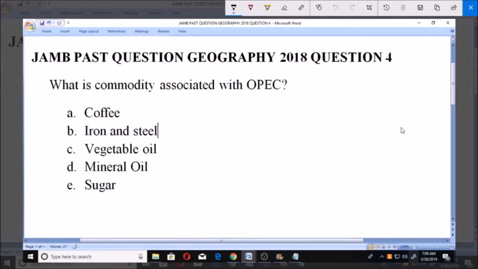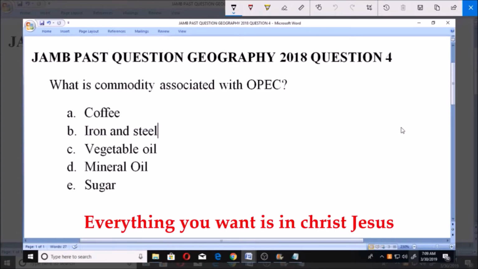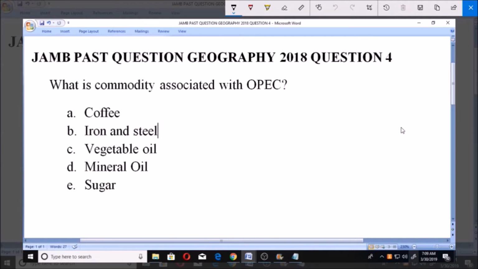Let's look at this JAMB past question, Geography 2018. Question number 4. What is the commodity associated with OPEC? Is it option A, coffee, B, iron and steel, C, vegetable oil, D, mineral oil, E, sugar?